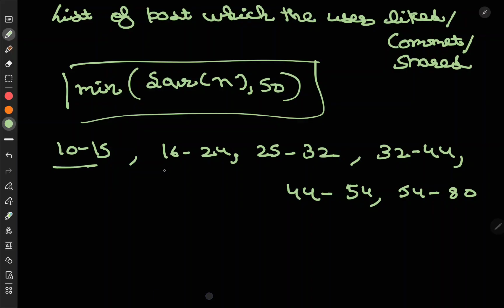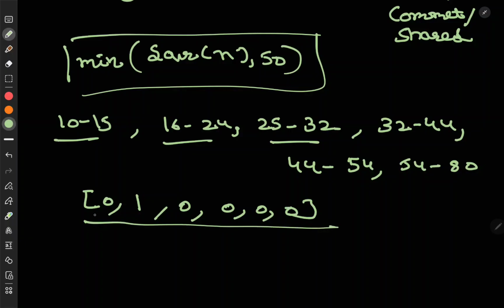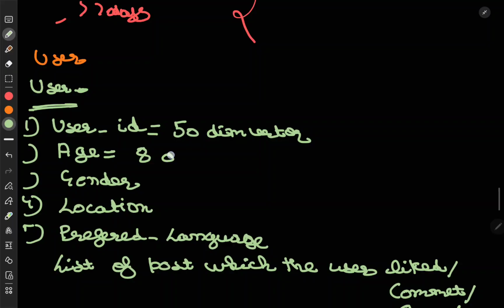Bucketization means dividing into categories, and one hot encoding would be, for example, if a user whose age is let's say 22, it could be presented like 0 1 0 0 0 0. So this simply tells that the user's age is roughly between 16 to 24. So it could be simply represented using an 8 dim vector.